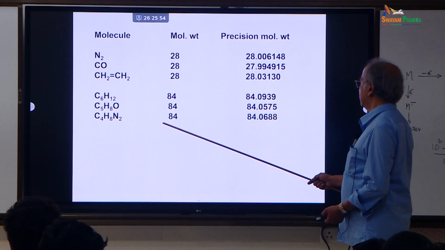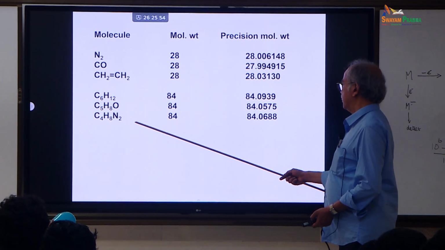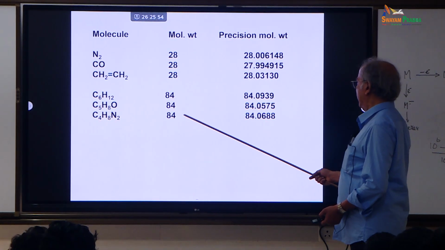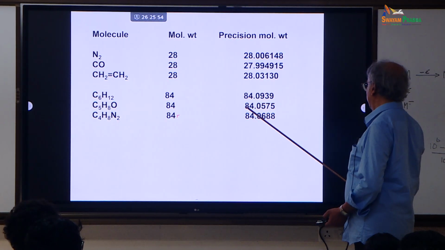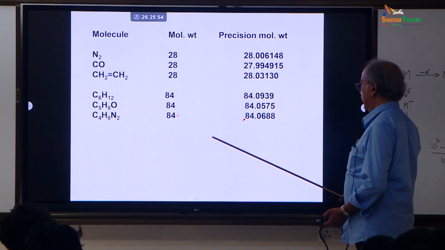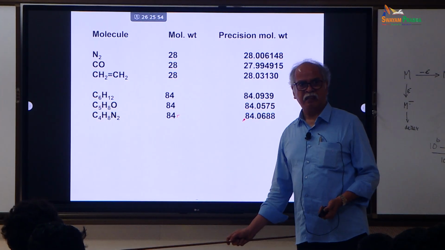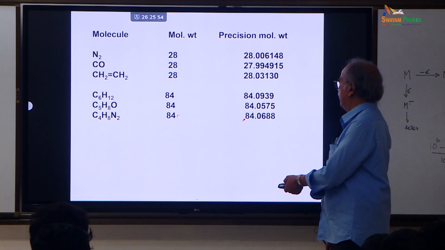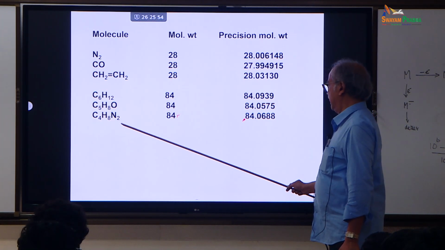Similarly, if we take C6H12, C5H8O, C4H8N2, there are various samples, but all of them have a molecular weight of 84. The high resolution mass tells you which is which. If suppose from high resolution mass this is the compound you are getting, that corresponds to the molecular formula. So elemental analysis is done easily. The difference between the three compounds mentioned is the elemental composition, that's all.